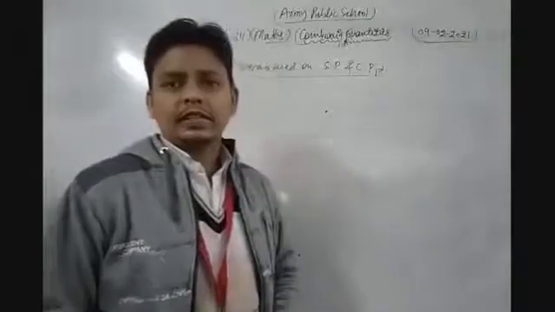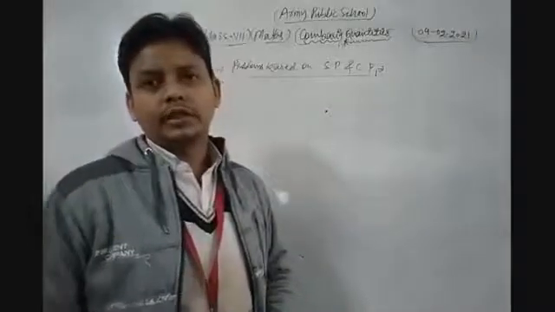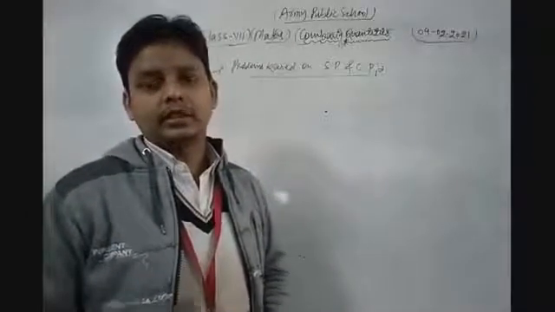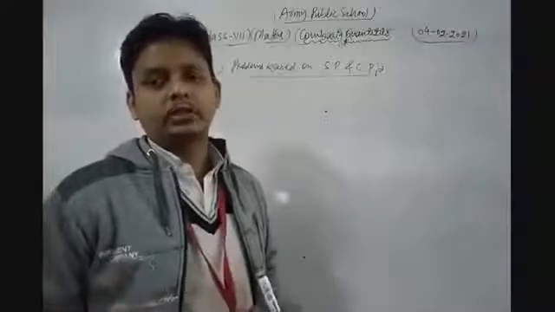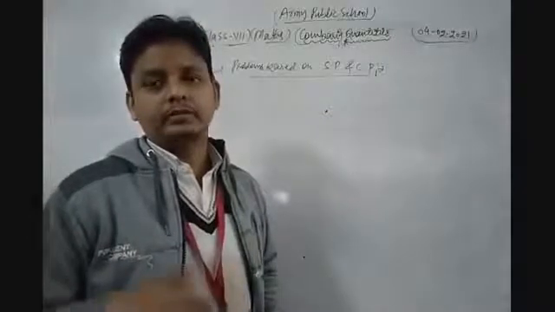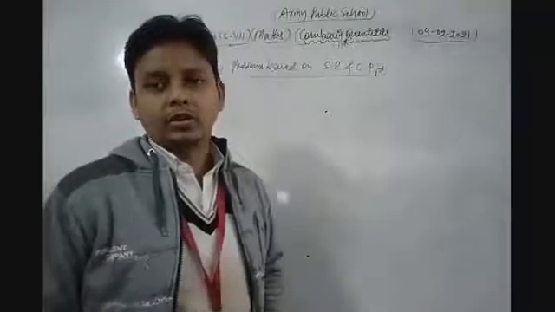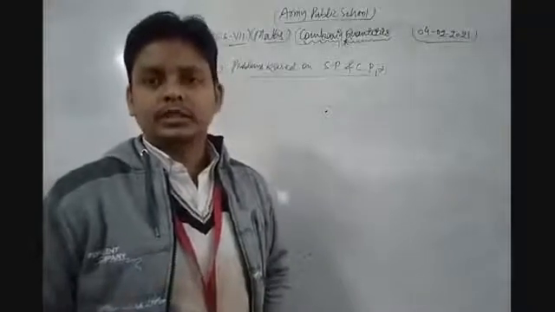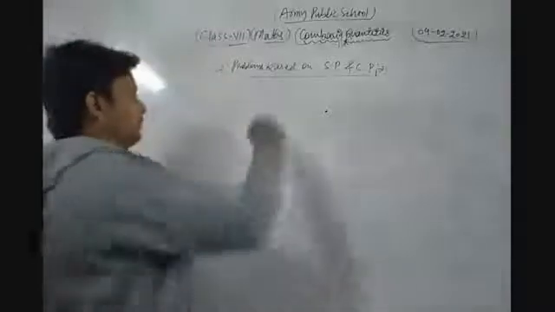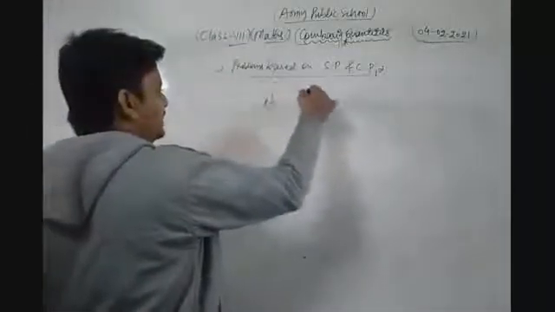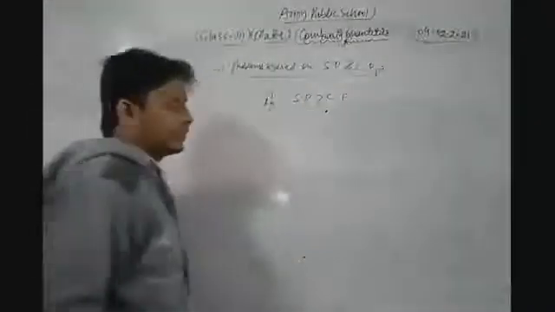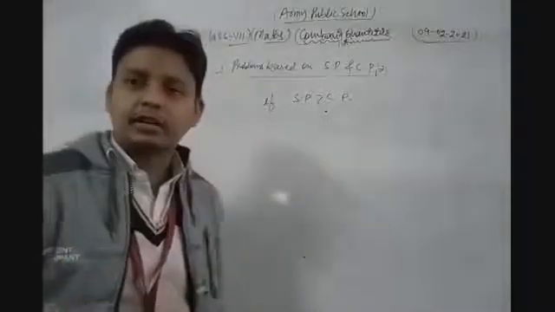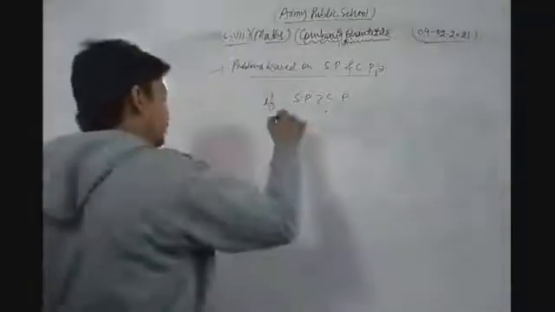Dear student, what is the selling price and cost price? You know that very well. The price at which we sell any object is called its selling price, and the price at which we buy any object is called its cost price. There are two conditions. If selling price is greater than cost price, then we always get a profit.